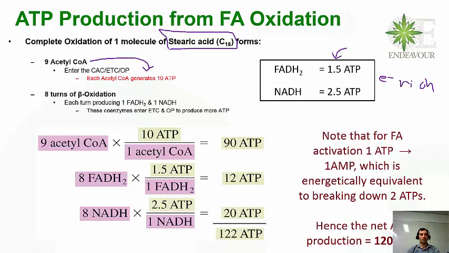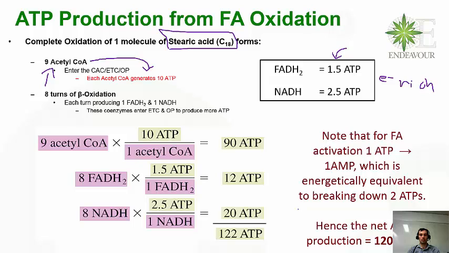So we've done 8 turns of the beta oxidation cycle to generate our 9 acetyl-CoA. So we get 8 of our FADH2 and 8 NADH, because we get one of each every time we do the cycle. So then it's just a simple calculation: multiply the number of acetyl-CoA by 10 ATP and the number of the coenzymes by either 1.5 or 2.5, depending on what they are. So if we add that all up, we get to 122 ATP.